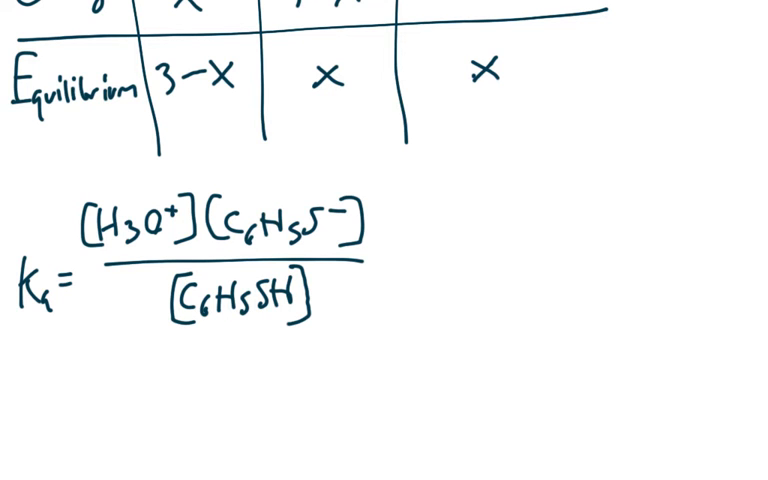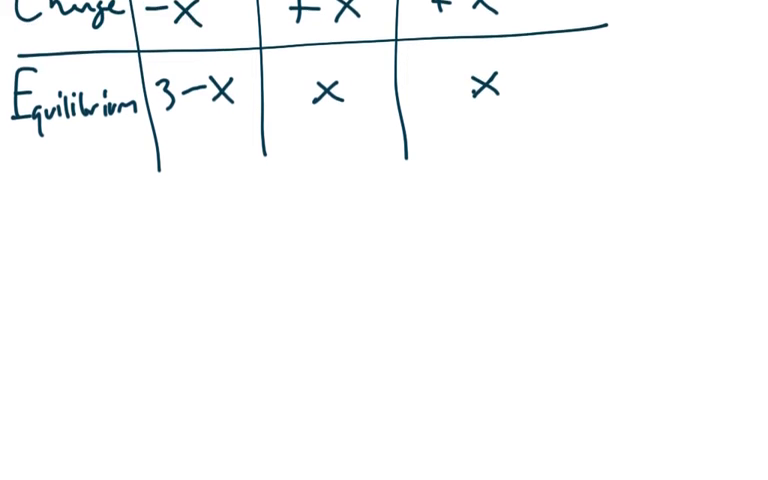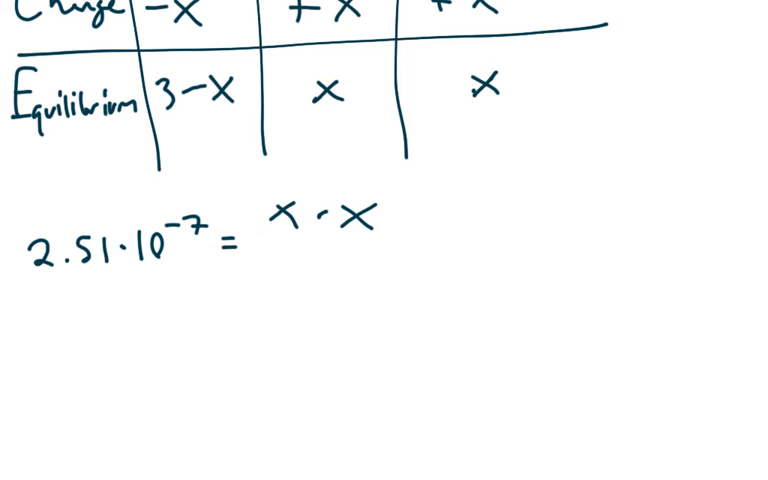And these numbers are going to be that our Ka was 2.51 times 10 to the negative 7th power. And then we have X as our hydronium, X as our conjugate base, and 3 minus X as our concentration of thiophenol. Now X times X is X squared, so we can fix up this top and simplify it. Now, how do we get X by itself? This is a quadratic equation.